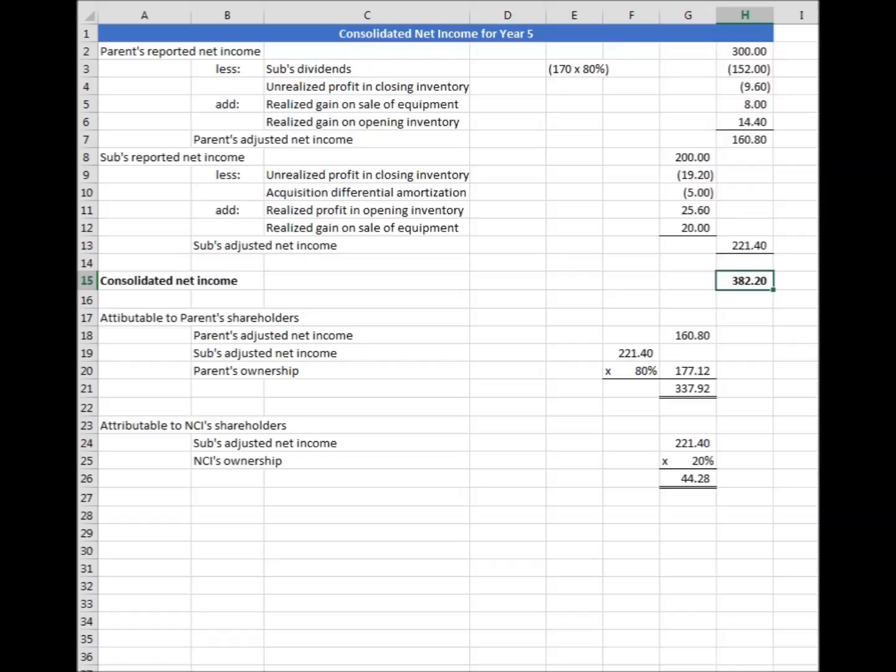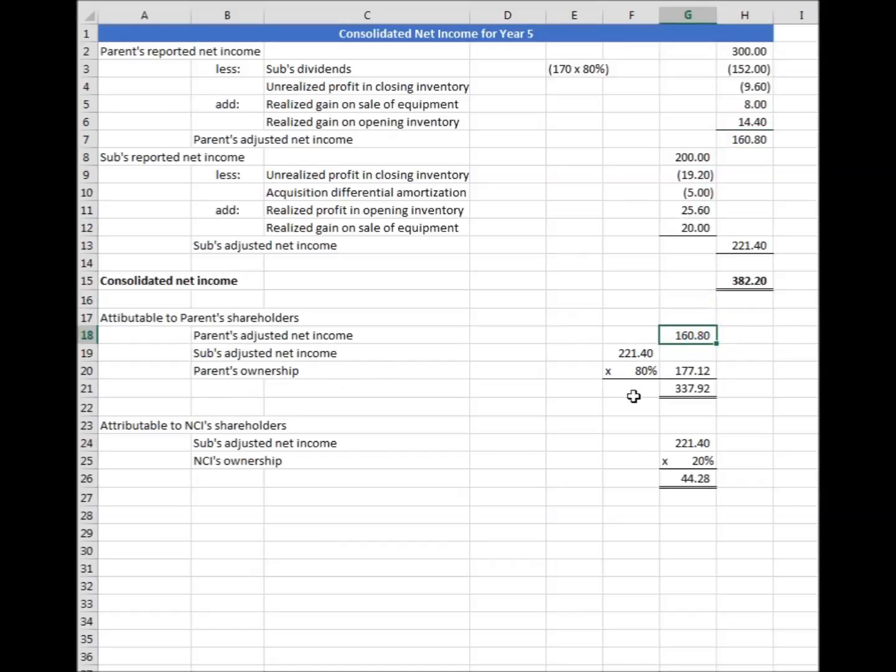We want to add these two together to get the full consolidated net income. And this consolidated net income is the same net income that should appear at the bottom of any consolidated income statement. But then at the bottom, we usually have that portion where it's attributable to, and then we have the parent and the non-controlling interest. So over here we have the parent's shareholders. And so we start off with the parent's portion of the adjusted net income, so right over here.